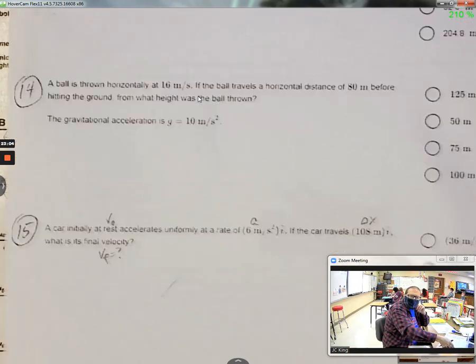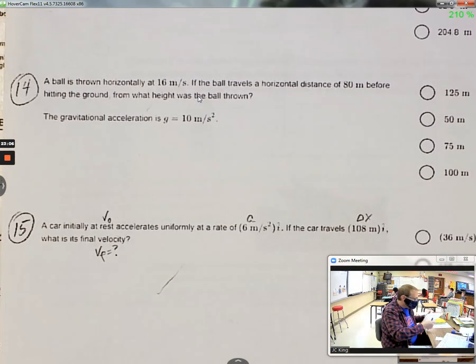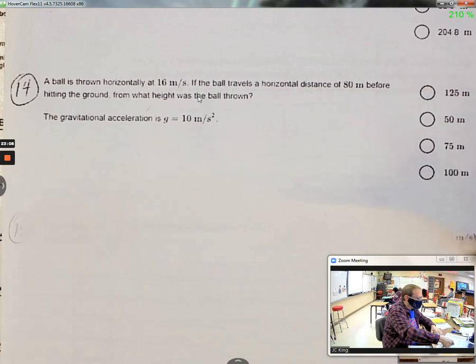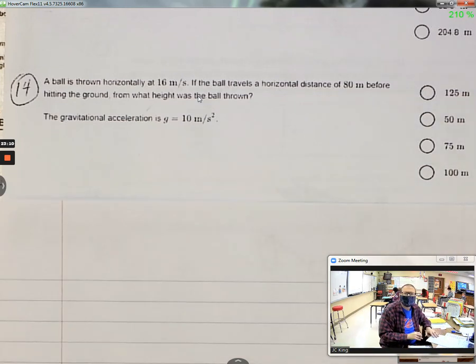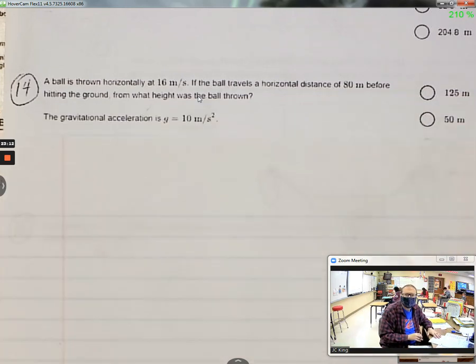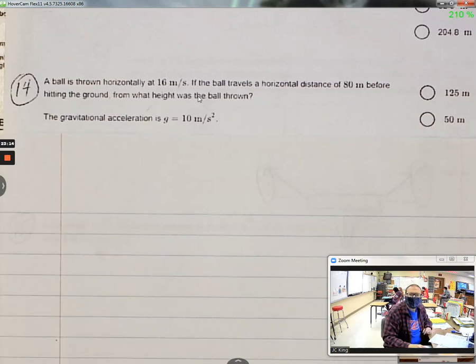See now, that's worth our time. Let's look at 14. The ball is thrown horizontally at 16 meters per second. The ball travels a horizontal distance of 80 meters before hitting the ground. From what height was the ball thrown?